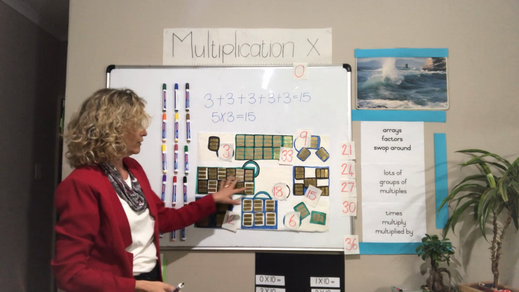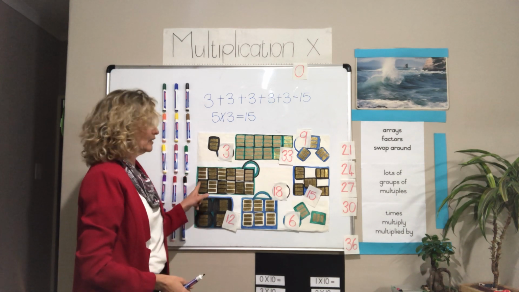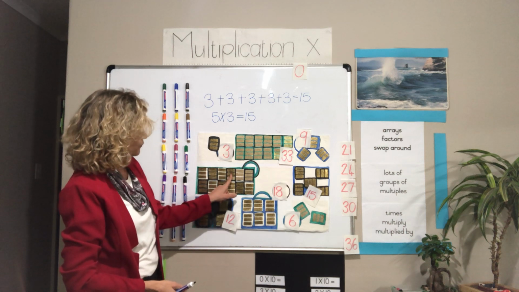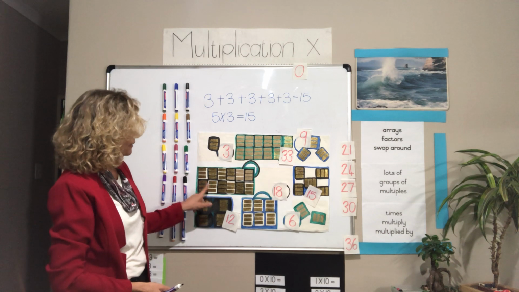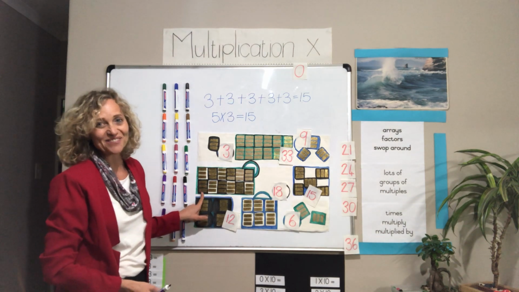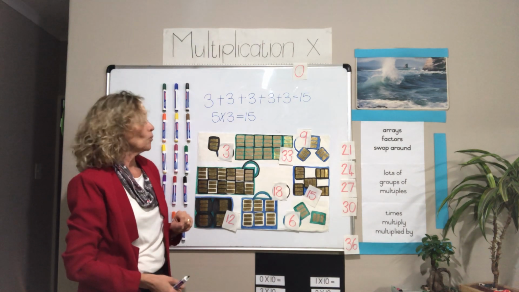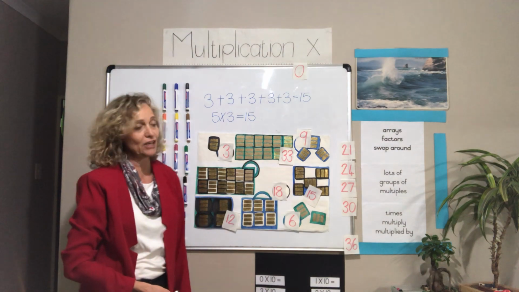Here I have a lot of them as well together. So let's count and find out how many lots of threes I have here. 1, 2, 3, 4, 5, 6, 7, 8, 9, 10, 11, 12 lots of threes. So we know 12 lots of threes will land up with 36. Do you want me to check?